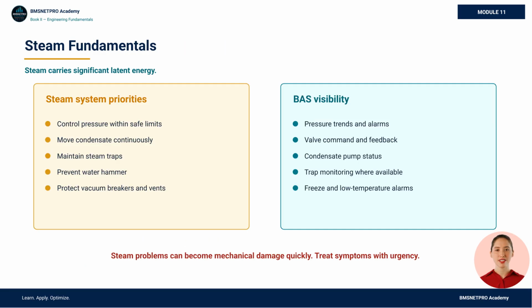Steam carries latent energy. When steam condenses, it releases significant heat at nearly constant temperature. That makes steam useful, but also demanding. Condensate must be removed, steam traps must work, pressure must be controlled, water hammer must be treated seriously. The BAS can help by trending pressure, temperature, valve position, pump status, alarms, and trap monitoring where available. But steam systems require proper mechanical design, maintenance, and qualified response. If the system shows water hammer, flooding, unstable pressure, or freeze risk, treat it as a priority.